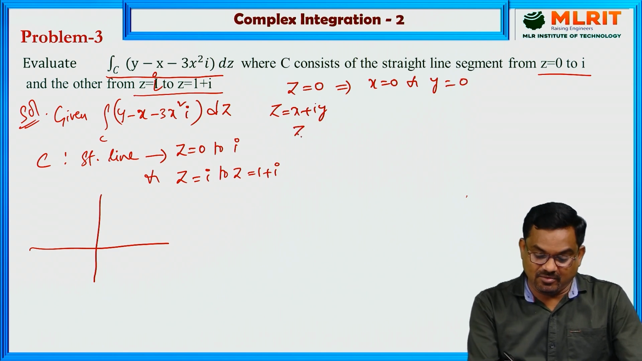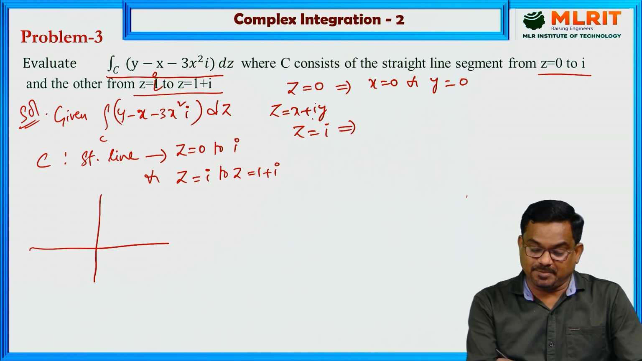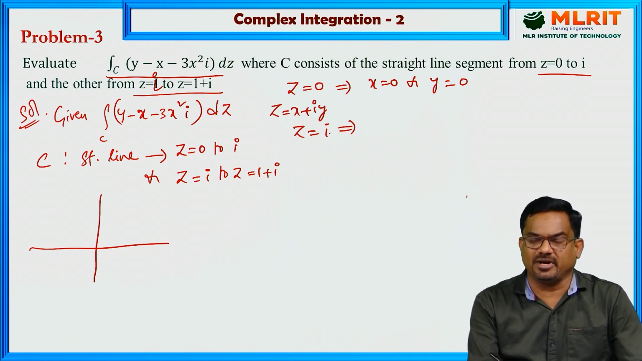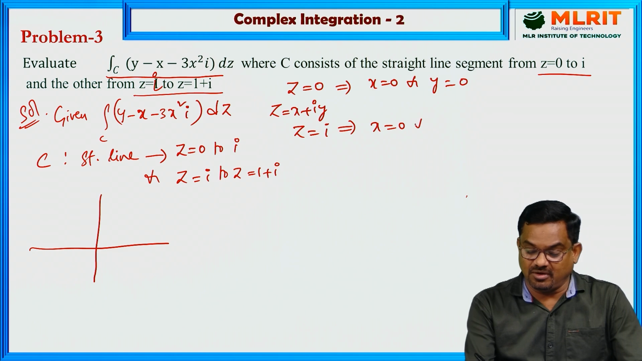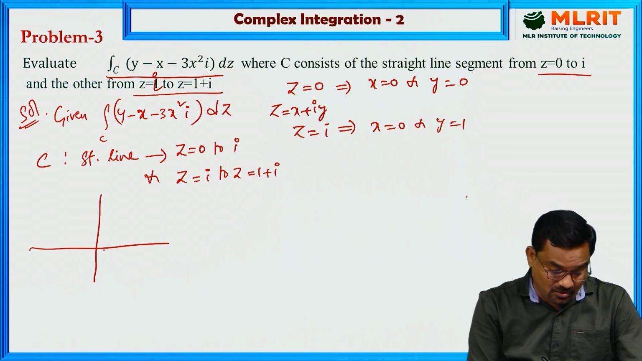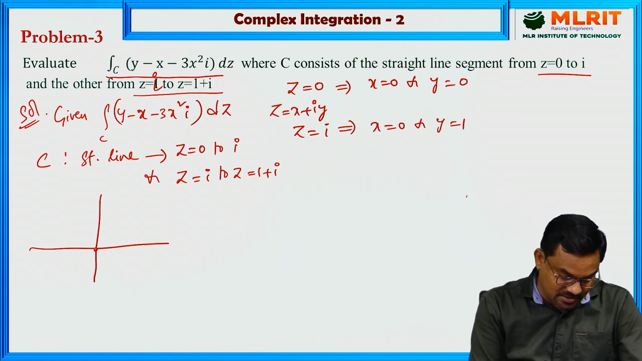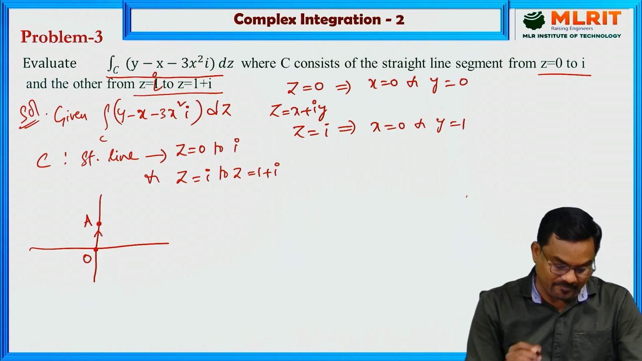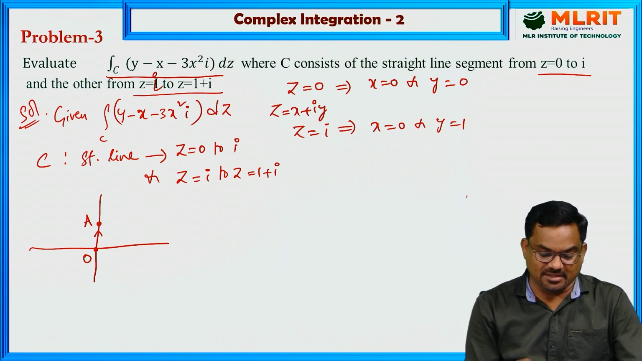And z equal to i, that implies x compared with x plus iy. The real part is 0 and the imaginary part is 1. So x equal to 0 and y equal to 1. So this is from the origin to some point here, A, O to A. That is the first line.